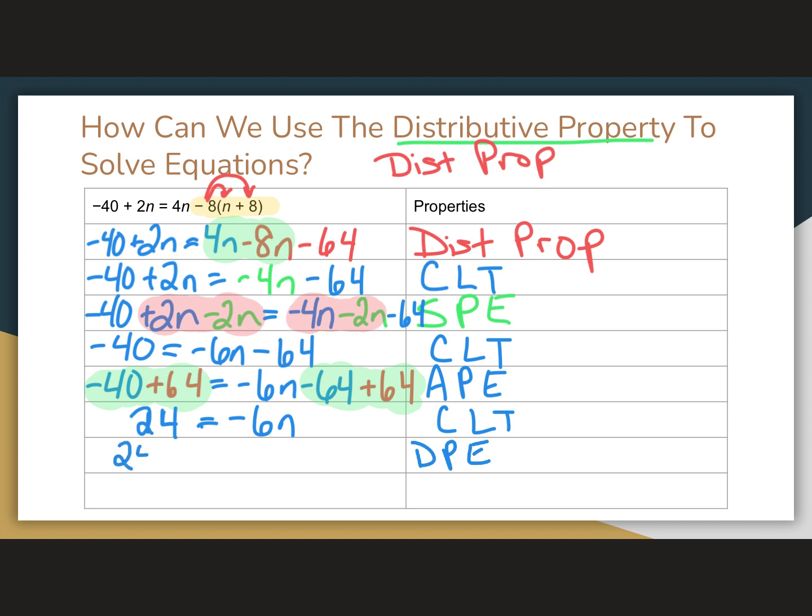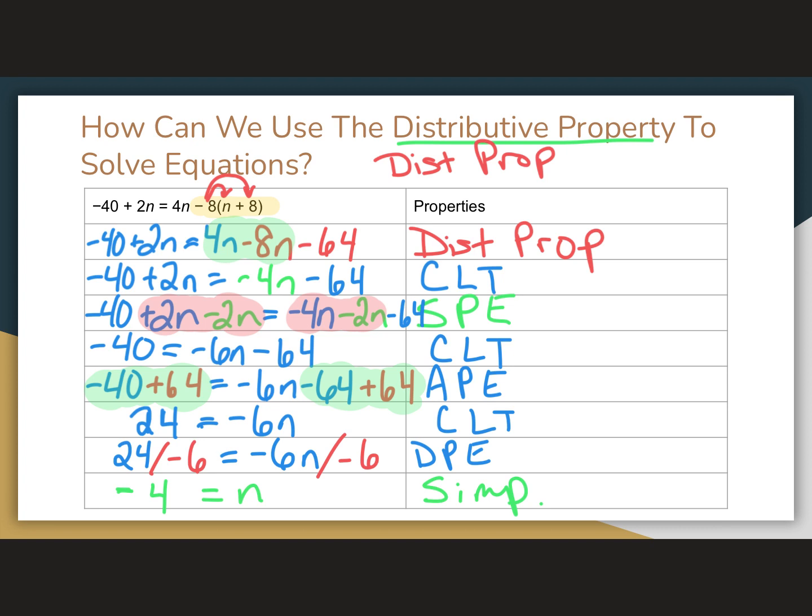So I have 24 divided by negative 6 equals negative 6n divided by negative 6. So when I simplify this, 24 divided by negative 6, the answer is going to be negative. 24 divided by 6 gives me 4 equals, the other side, the negative 6 and divided by negative 6 cancel, and I get n. So there's my answer, negative 4 equals n. Remember, it does not matter which side it's on.